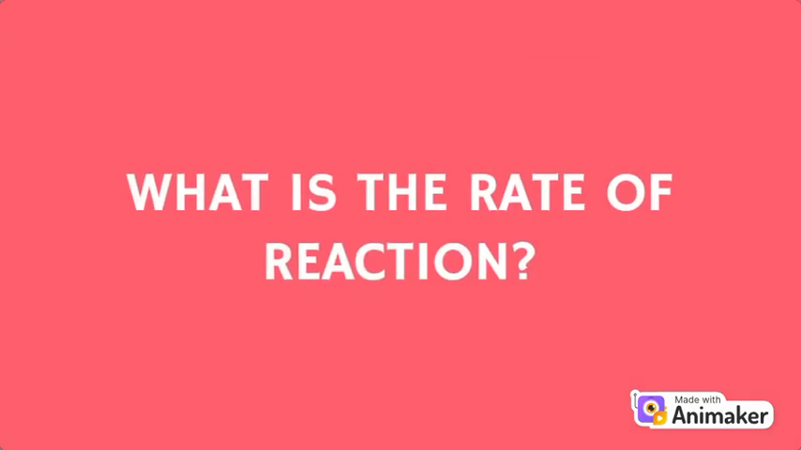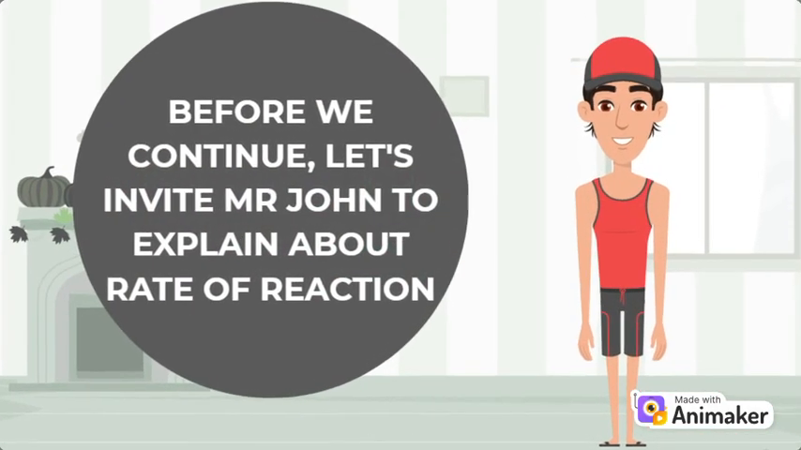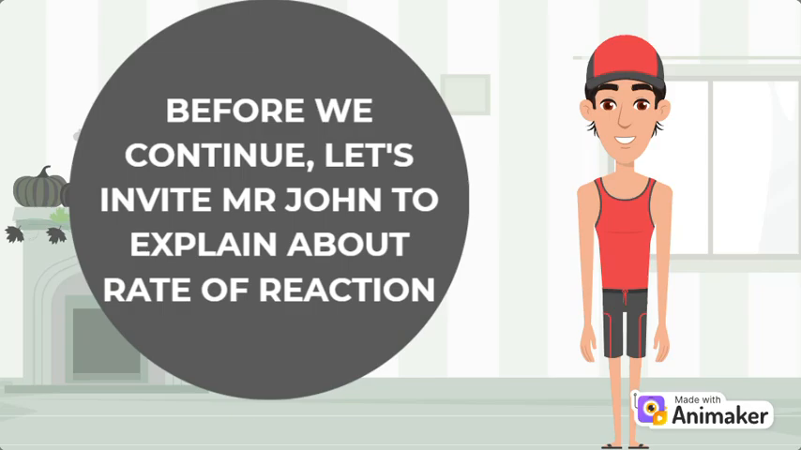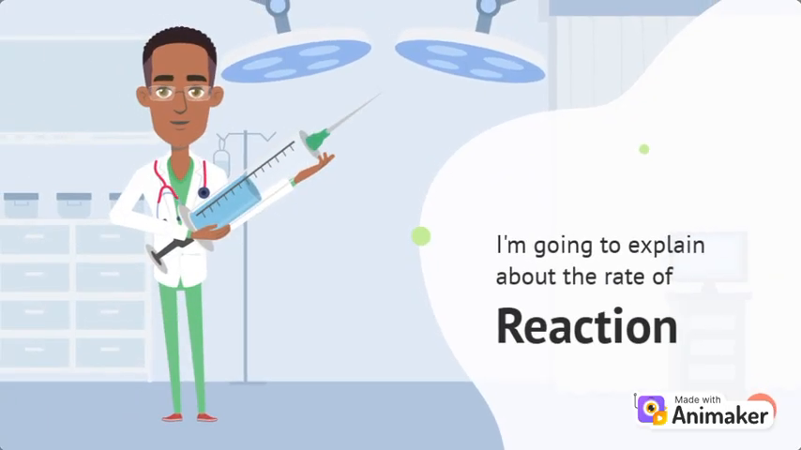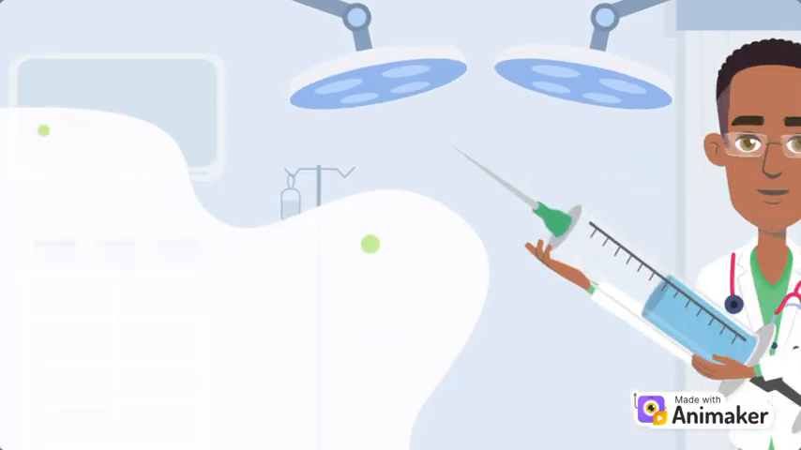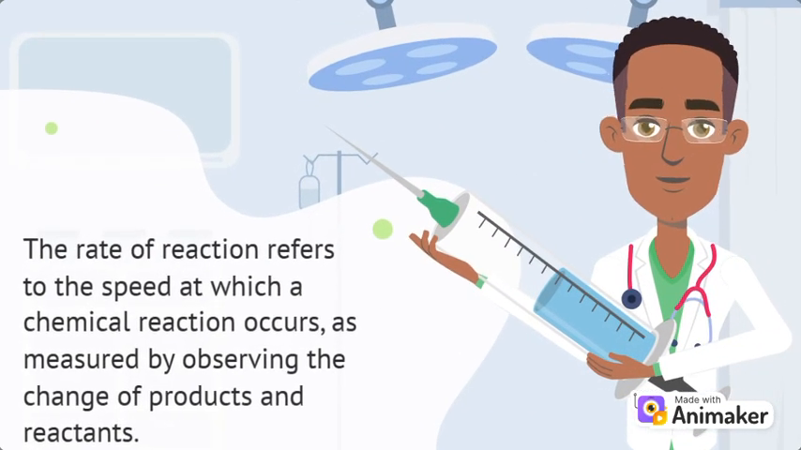What is the rate of reaction? Before we continue, let's invite Mr. John to explain about rate of reaction. Hey, I'm John. I'm going to explain about rate of reaction. The rate of reaction refers to the speed at which a chemical reaction occurs, as measured by observing the change of products and reactants. But wait!